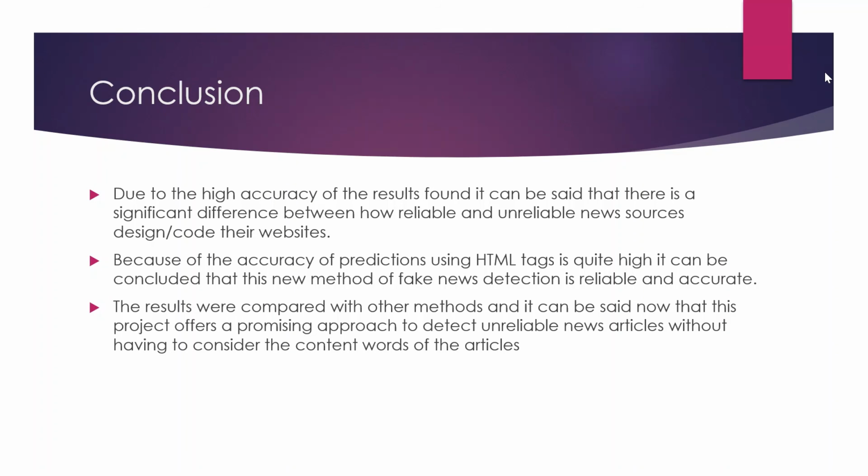Based on this research, the following conclusions were made. Due to the high accuracy of the results found, it can be said that there is a significant difference between how reliable and unreliable news design or code their websites. Because of the accuracy of the predictions found using HTML tags, it can be concluded that this new method of fake news detection is reliable and accurate. Also, the results were compared with other methods, and it can be said now that this project offers a promising approach to detect unreliable news articles without having to consider the content words of the articles.